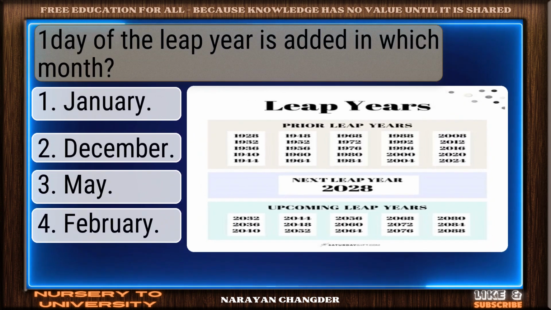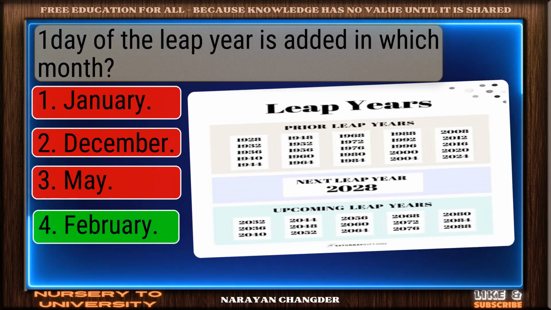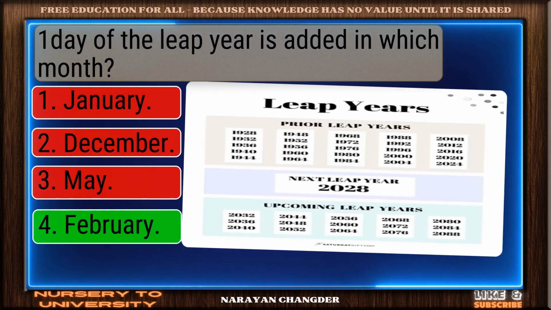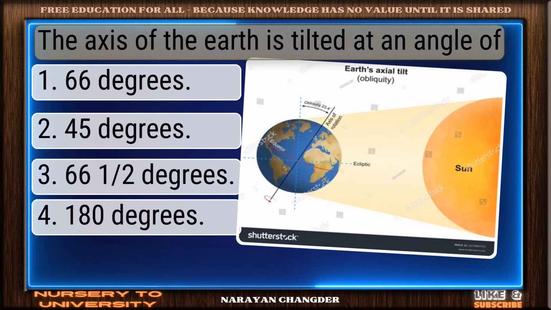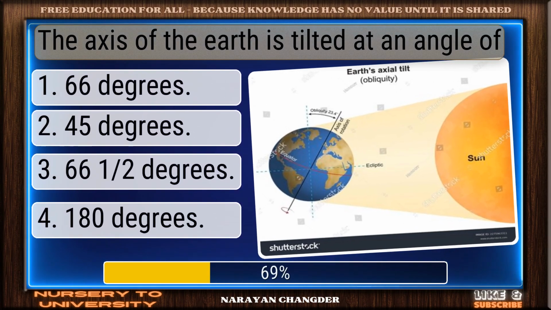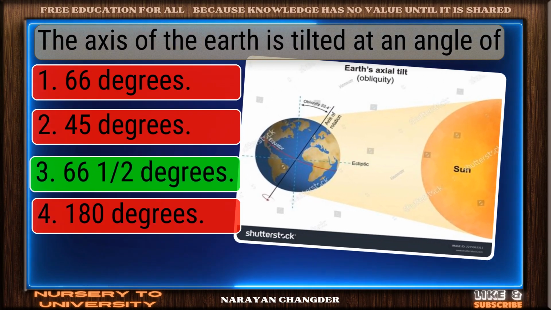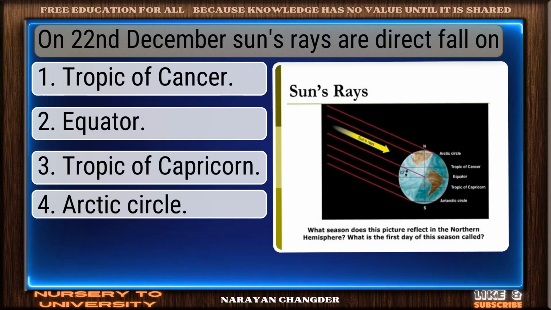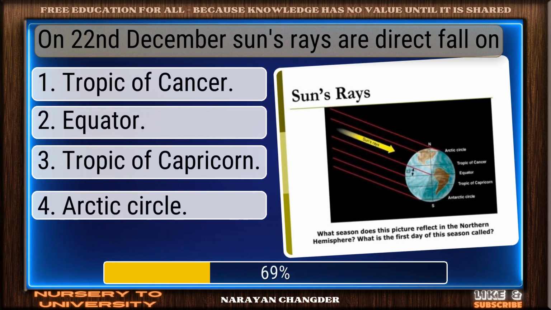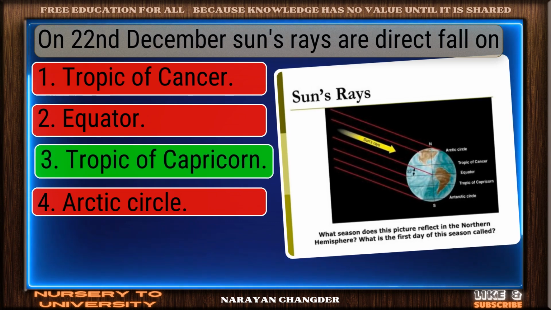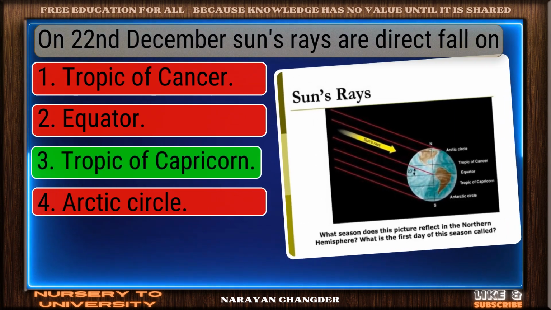One day of the leap year is added in which month? Nicely done. February is a solid answer. The axis of the Earth is tilted at an angle of... Correct response. 66 1/2 degrees is the most accurate answer. On the 22nd December, the sun's rays fall directly on... Smart pick. Tropic of Capricorn is the correct choice.